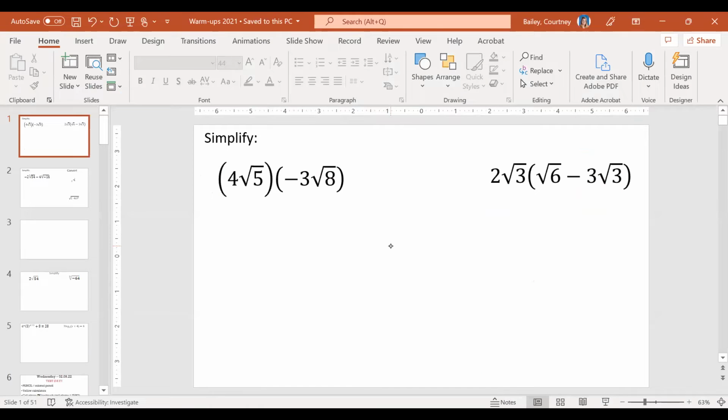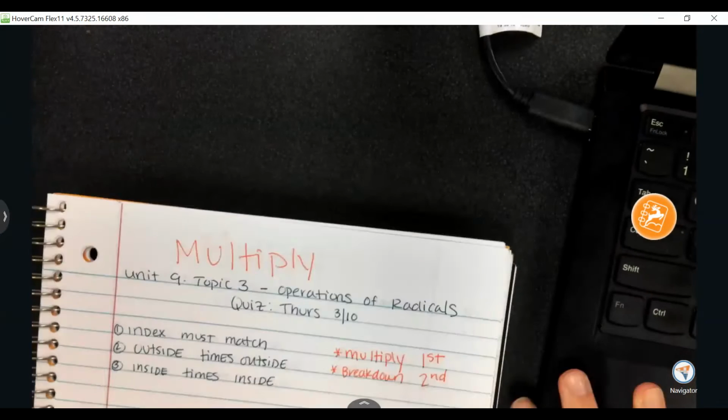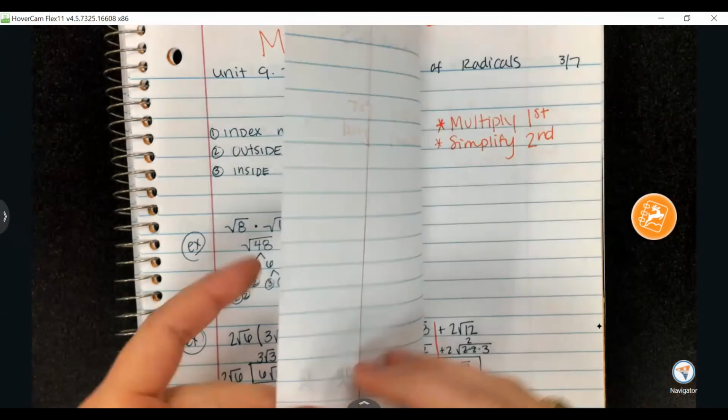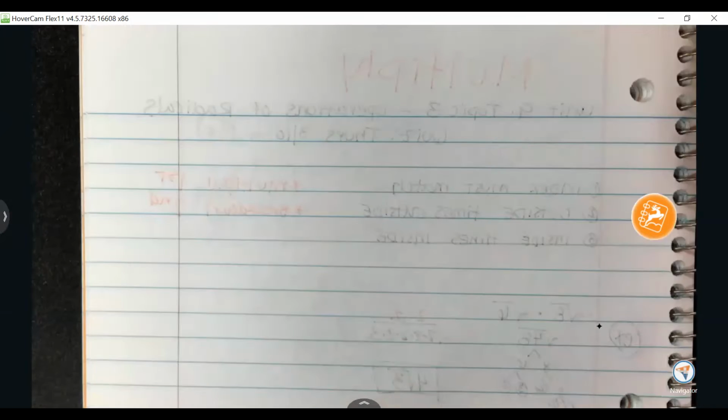In your spiral from yesterday, so what I'm going to do is I am going to write on the back of the notes we took yesterday. So here's my notes from yesterday. I'm going to just write on the back. Where you write is up to you, but we're going to do 2 problems together.